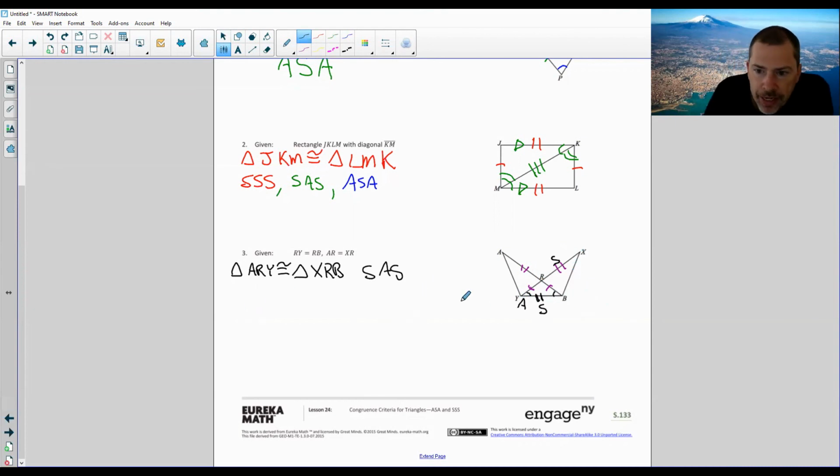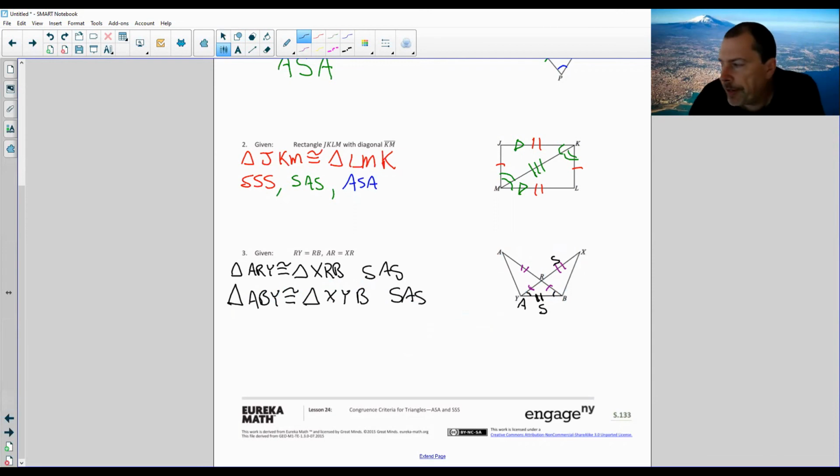But what triangle is that? That is triangle ABY. A is congruent to X, so A was first, so X has to be first. B is down here, that's congruent to this angle here, so XY, and then B. So triangle ABY is congruent to triangle XYB by side angle side as well.